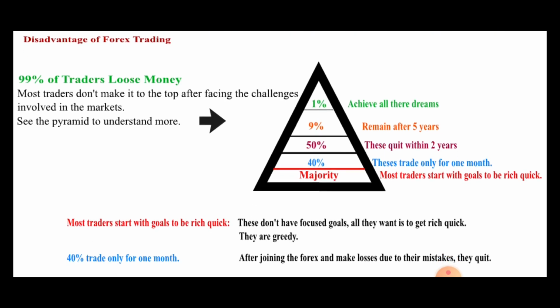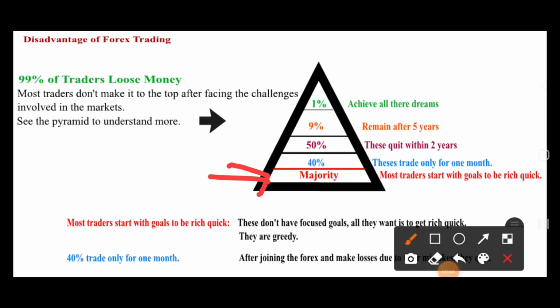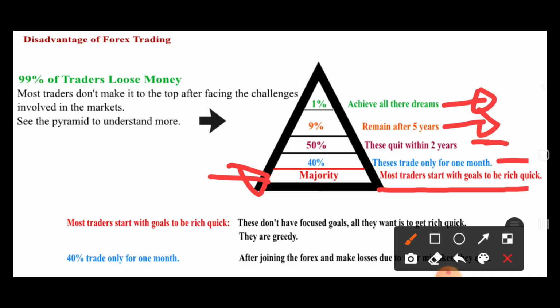So we look at the pyramid from the beginning, let me say from the bottom line of it here. With the majority, most traders start with goals to get rich quick. Then 40% of these trade only for 1 month. Then 50% quit within 2 years. Those who have been doing forex for a long time, most of you even quit a long time ago. Maybe you are trying to regain more knowledge through this course so that you can come back. So 9% remain after 5 years plus, then 1% achieve their goals.